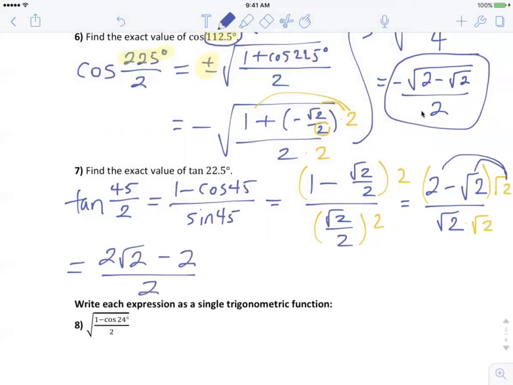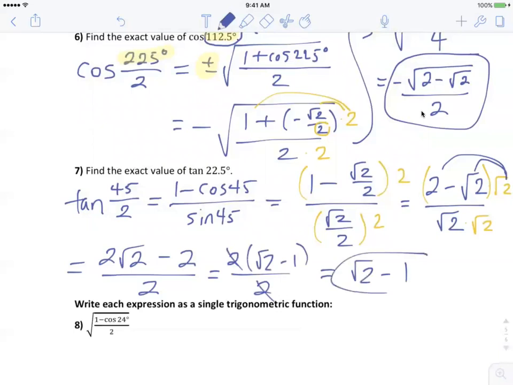Okay. Ooh, I can take one more step because I have all those 2's, right? So you can reduce those if you want to just cancel them all, or really what you're doing is just taking the 2 out, right? And then canceling those 2's. So this is root 2 minus 1. Final answer.